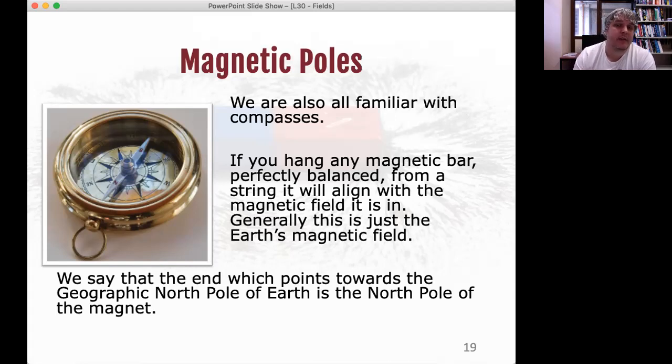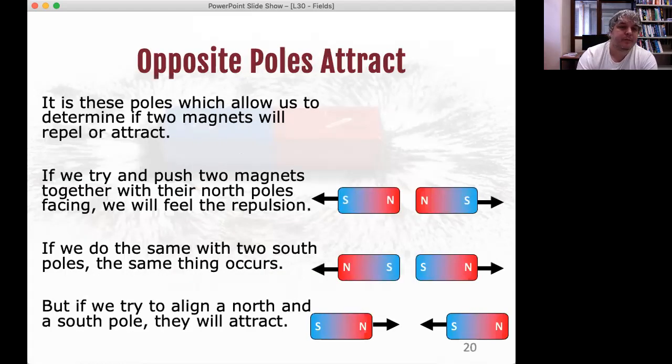That field is generally just Earth's magnetic field. If you're just out in the open in the countryside, the field that you are in is Earth's magnetic field, because Earth has its own magnetic field. The end of the compass which points towards the geographic north pole of Earth is the north pole of the magnet. That's the way we've defined it. The point of the compass that points north is the north pole of the magnet.